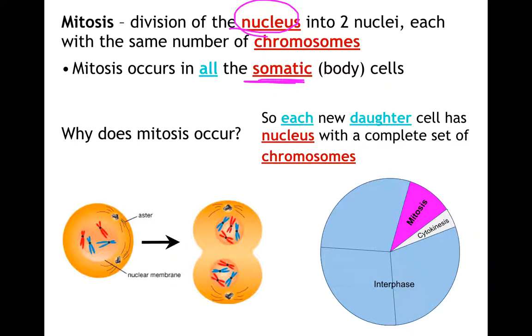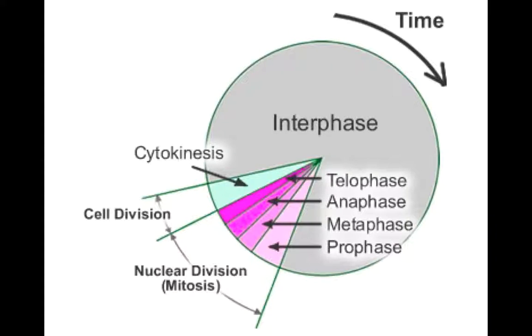It really needs to occur so that each new daughter cell has a nucleus with a complete set of chromosomes. So it's really important that if this is my parent cell, you notice there's 2 blues, and each one of these daughter cells have 2 blues. And secondly, you can see there's 2 reds, and each of these daughter cells has 2 reds. You need to have identical daughter cells, and so each daughter cell has to have the same complete set of nucleus and chromosomes. So again, here's our cell cycle timeline.